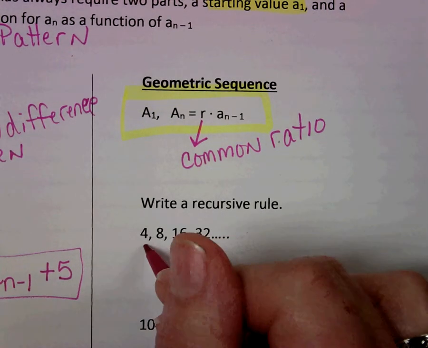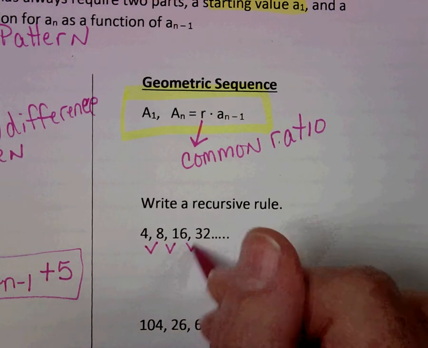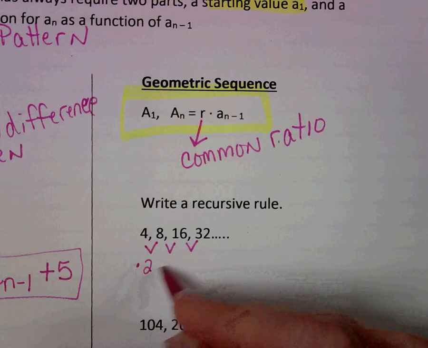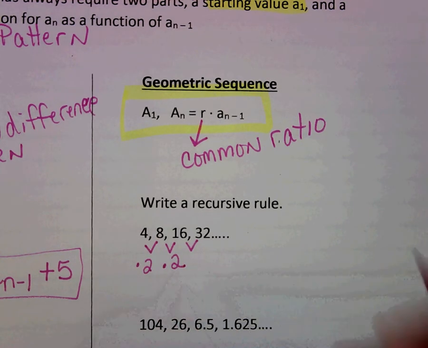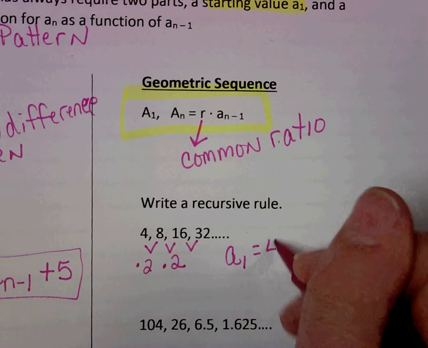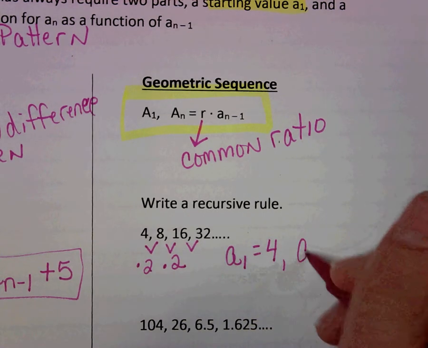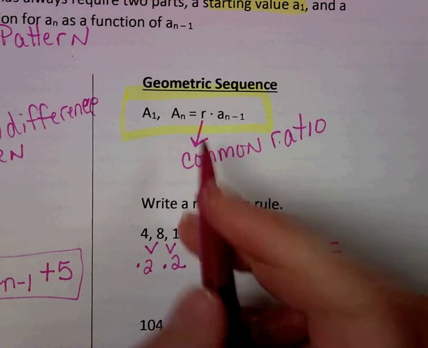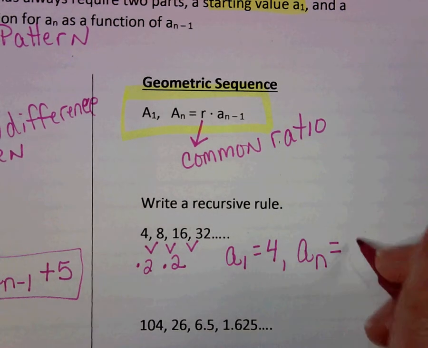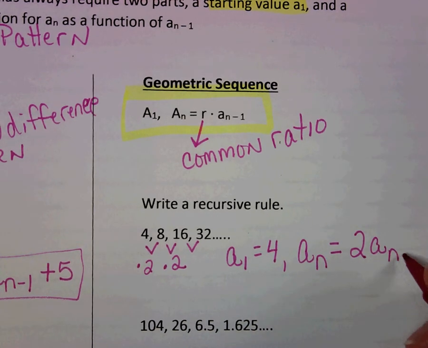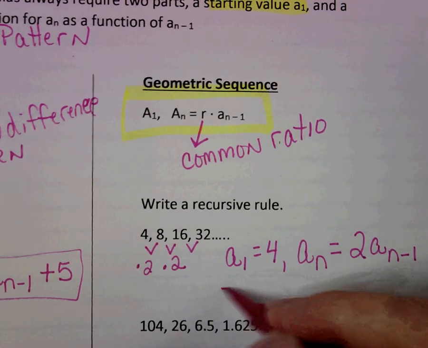So if we look at our sequence here, this is a geometric sequence, we'll see that the pattern is we're multiplying by 2 every time. So same way, we're going to state our a sub 1, our first term, which is 4. And then our recursive rule is a sub n equals, this time we state our common ratio, which was 2, multiplied by a sub n minus 1. And there is our recursive rule.